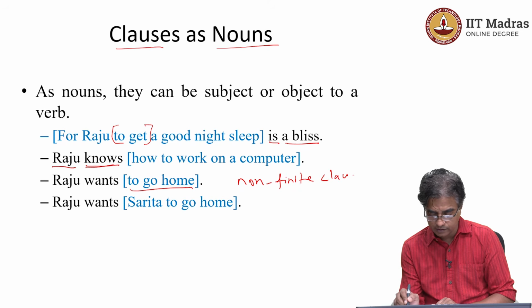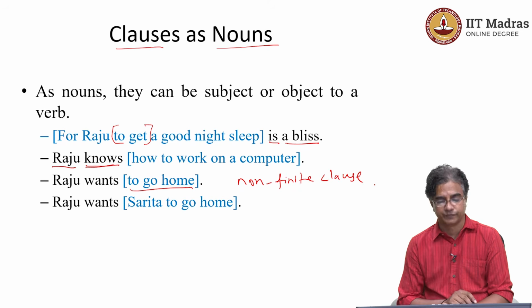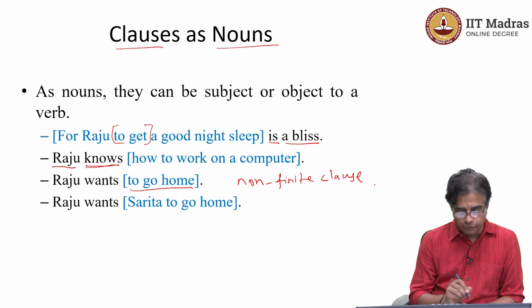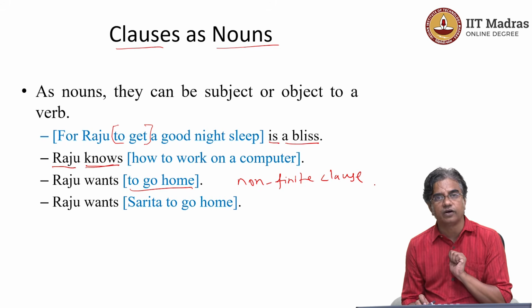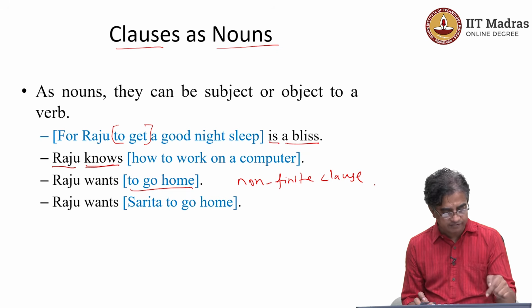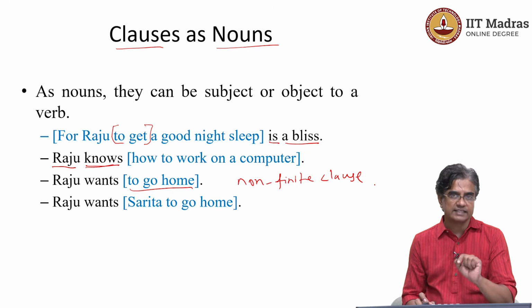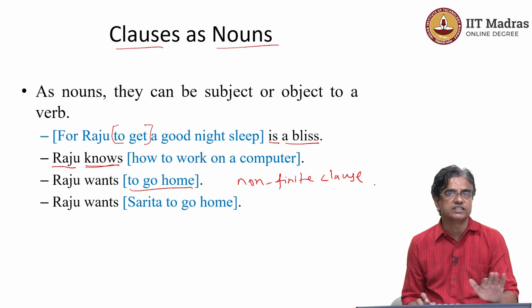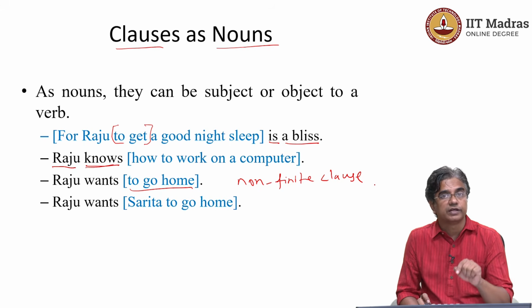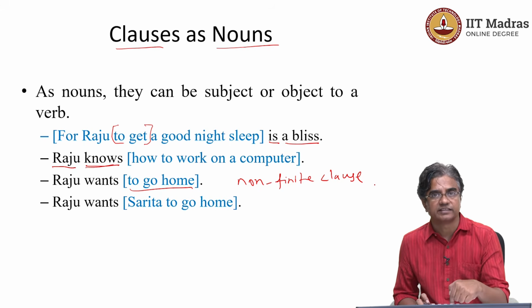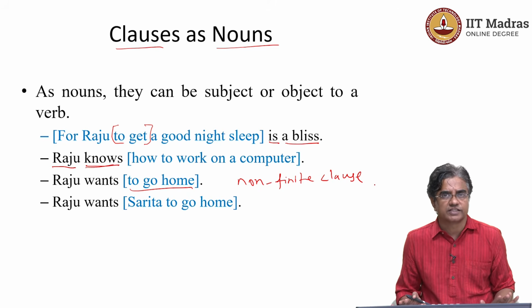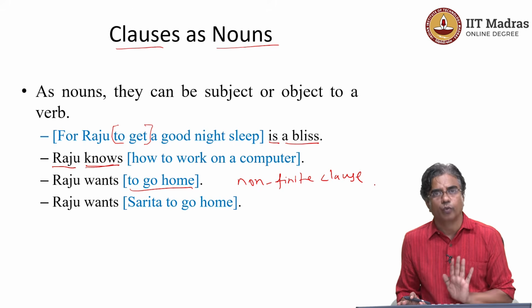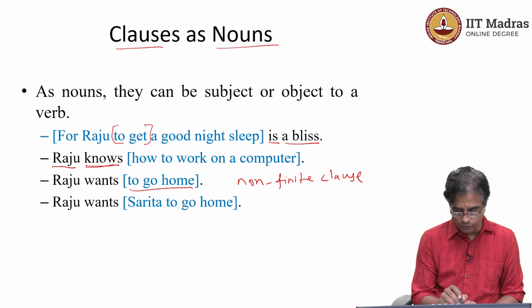non-finite clause. As you know, there is no subject in this clause, because the subject is co-indexed with the subject of the matrix clause, hence the subject of the embedded clause is deleted. However, the position exists there, because the moment they are not co-indexed, they appear overtly. Look at this sentence. Raju wants Sarita to go home.